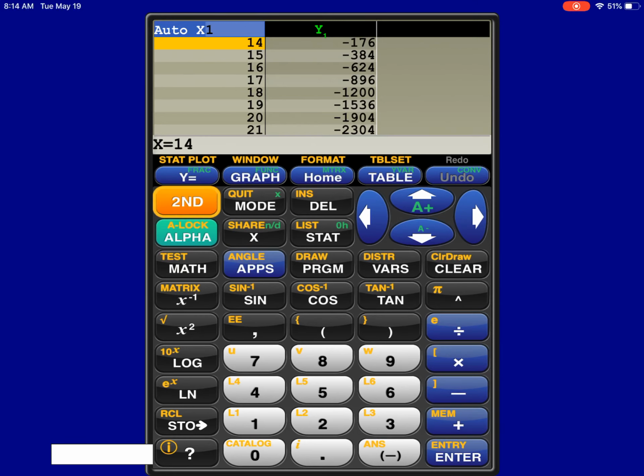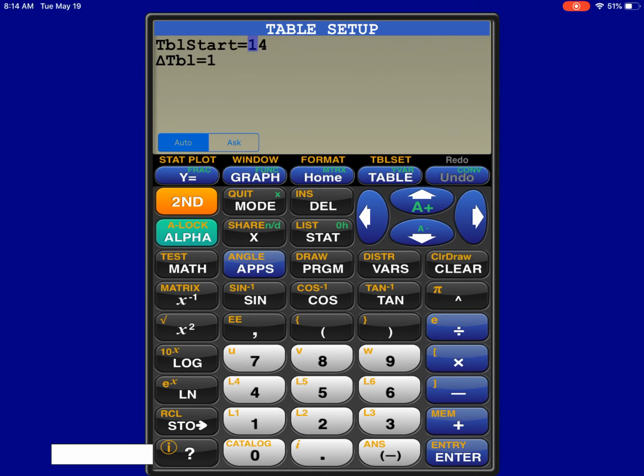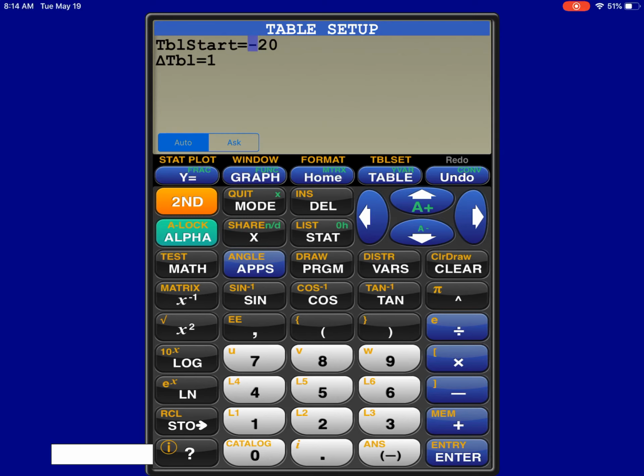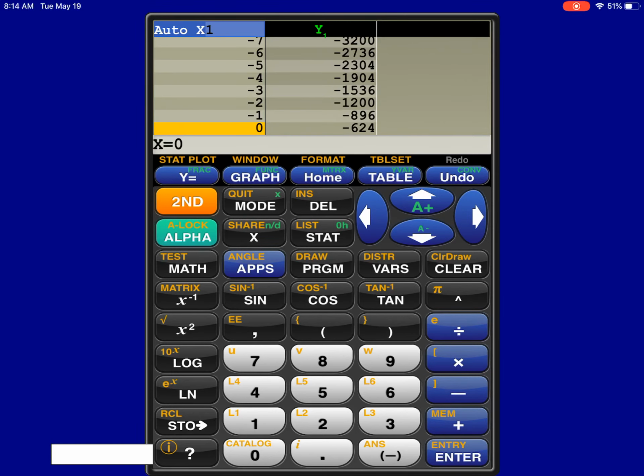So I'm going to press second table, and I can see my table is starting at 14. I like it to start at 0, and this is delta table. This little triangle is a delta. That's how our table goes, and right now it's going by 1. So we start off with that and see what happens. Going back to the table. Oh, it didn't work. Let's try that again. Table set, 0. Okay. Let's go to the table.